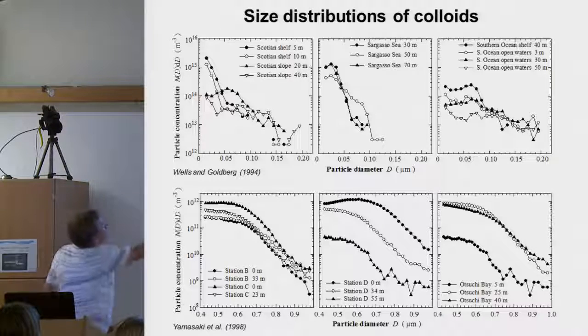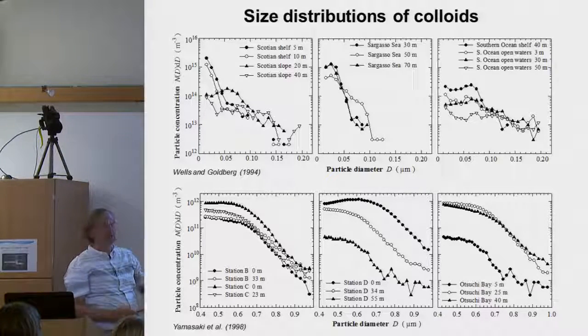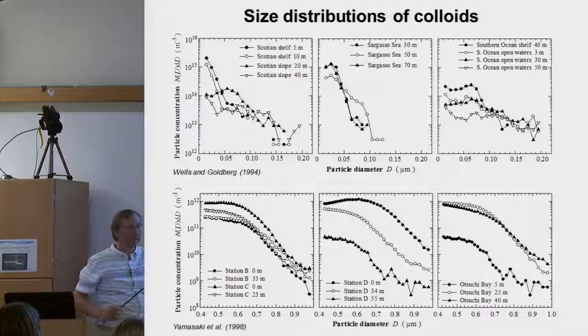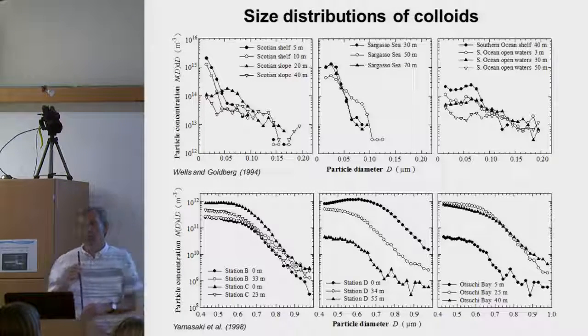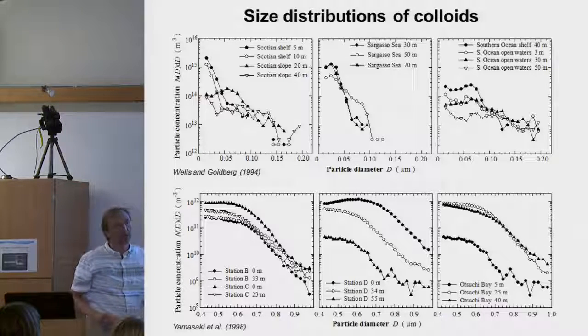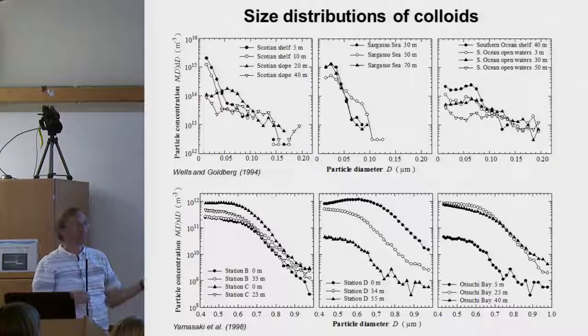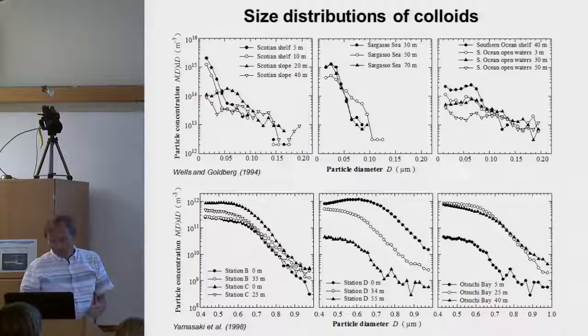But you can use this kind of data, assume that these particles are, again, spheres, assume some realistic refractive indices, and for this kind of size distribution you can compute what would be the scattering coefficient or backscattering coefficient produced by this population of submicron particles. You can compare it, for example, to pure water scattering or backscattering, and see how it looks.